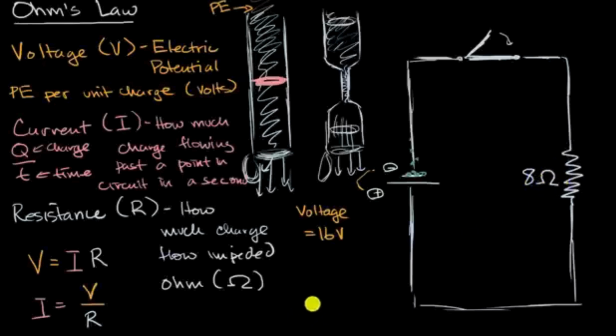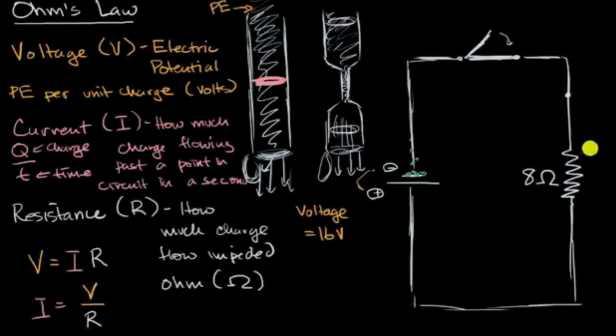So my question to you is, given the voltage and given the resistance, what will be the current through this circuit? What is the rate at which charge will flow past a point in this circuit? Pause this video and try to figure it out.